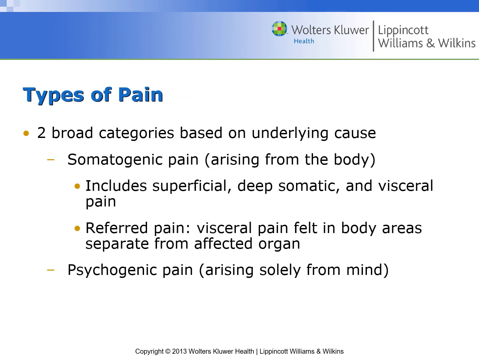There are 2 broad categories that are based on the underlying causes of pain. The somatogenic pain, which is arising from the body, includes the superficial, the deep somatic, and the visceral pain, and there is also referred pain. This is visceral pain felt in body areas separate from the affected organ. Psychogenic pain is pain arising solely from the mind.